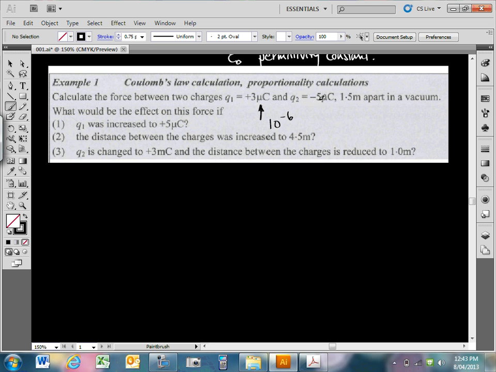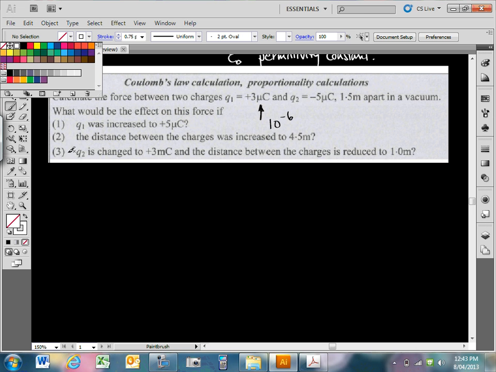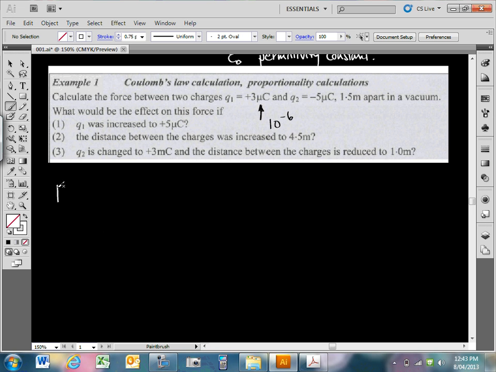We have charge Q2, minus 5 microcoulombs, 1.5 meters apart in a vacuum. What would be the effect on this force if...? Okay, so the first thing that you need to do is find out what the force is. Force is equal to K Q1 Q2 on R squared.